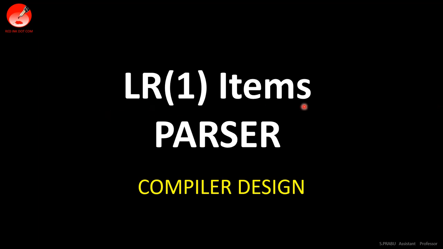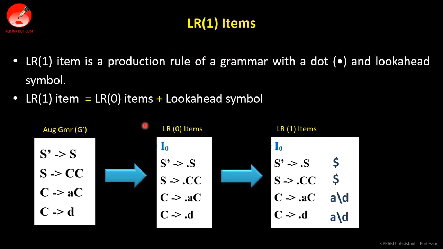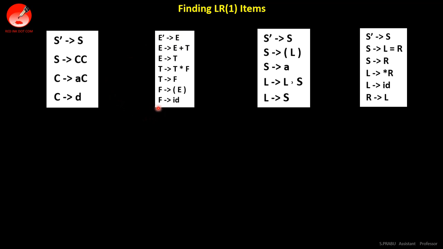Finding LR(1) items in a parser is an important step for solving CLR and LALR parser problems. LR(1) items are nothing but, after finding the LR(0) items, adding the necessary lookahead symbols in the appropriate productions. These lookahead symbols help guide how to apply reduce operations in the appropriate place in a parsing table. In this video, I am going to explain how to find LR(1) items in these four different examples.